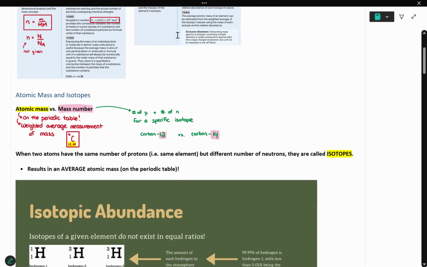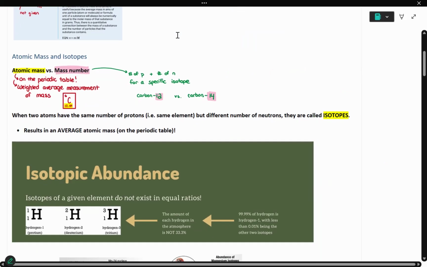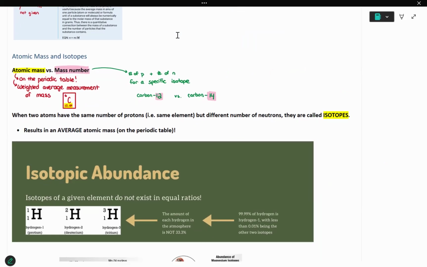So when two different atoms or two elements have the same number of protons but a different number of neutrons, that's when we get isotopes. And because isotopes don't all exist in equal amounts, that's why we get this decimal value for the average atomic mass, and why on the periodic table the weight is not a whole number.